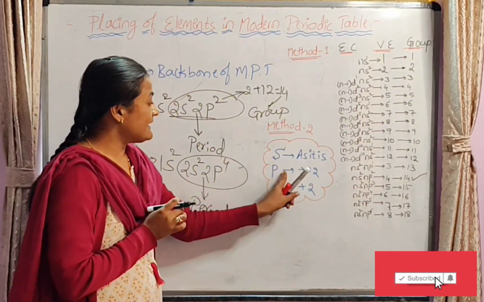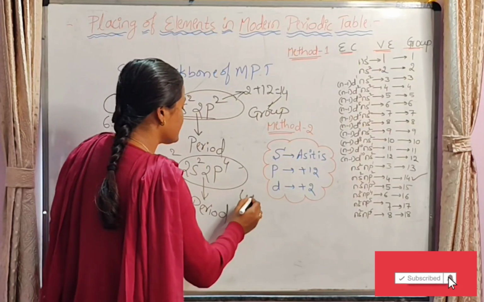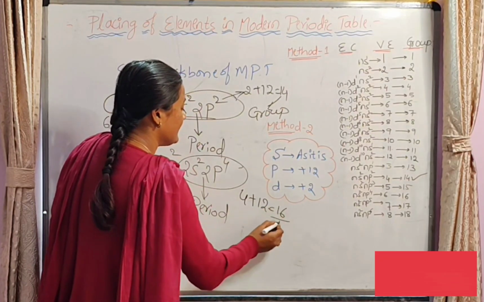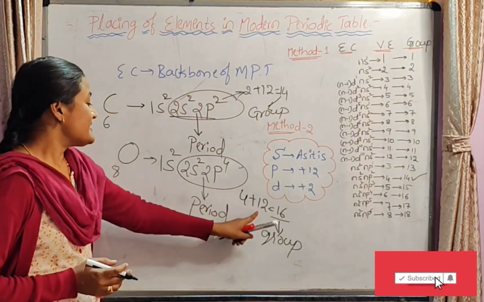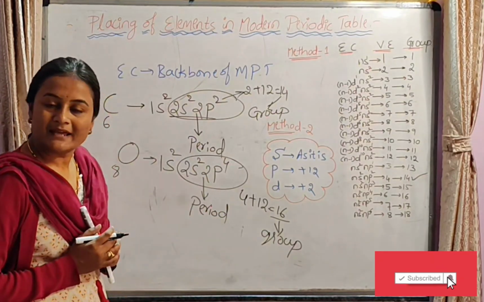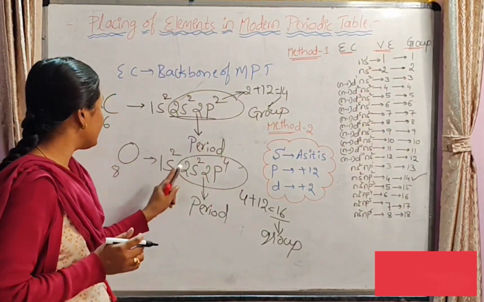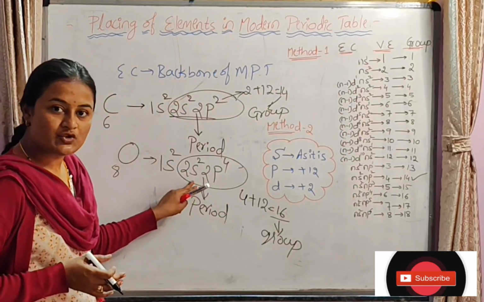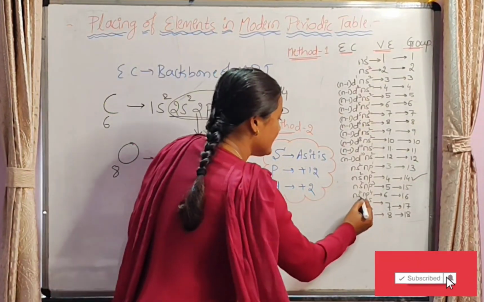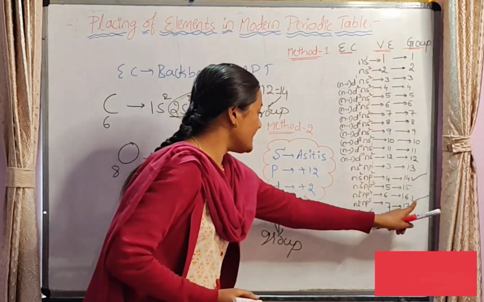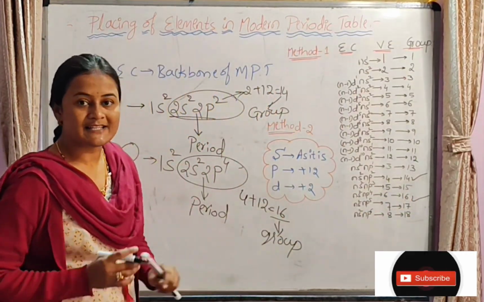And here, the p orbital contains 4 electrons. If p orbital is there, then add 12. That is 4 plus 12 is equal to 16. It indicates the group number. Oxygen belongs to the 16th group and second period. If you see the official method, here the valence shell configuration is ns2 np4, 16th group. Here also you get the 16th group.